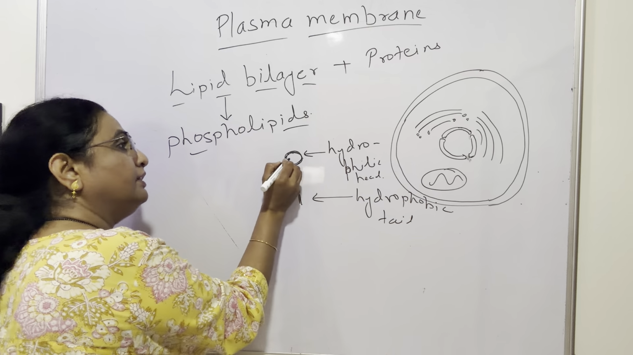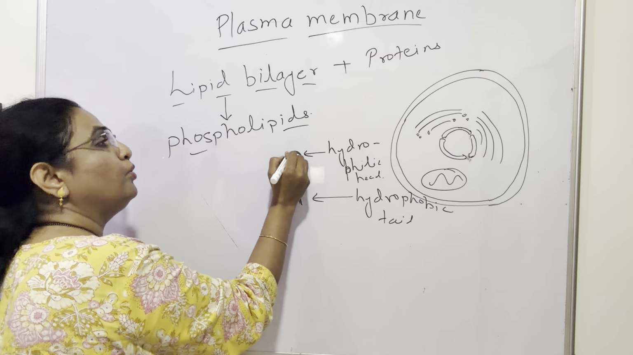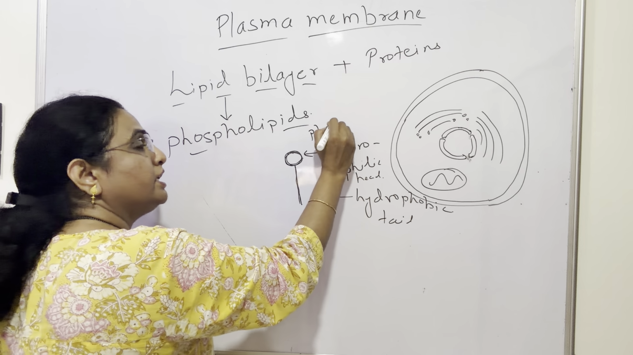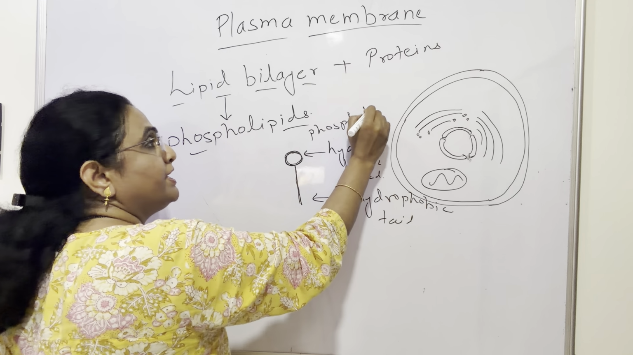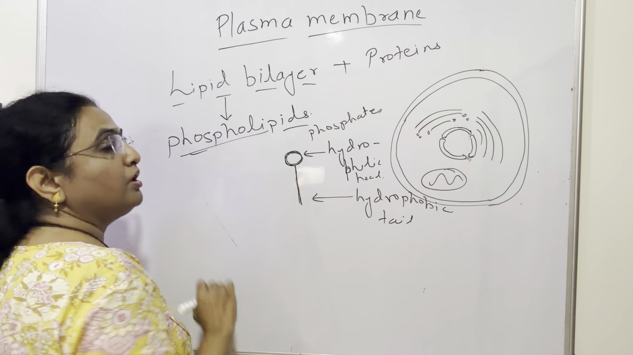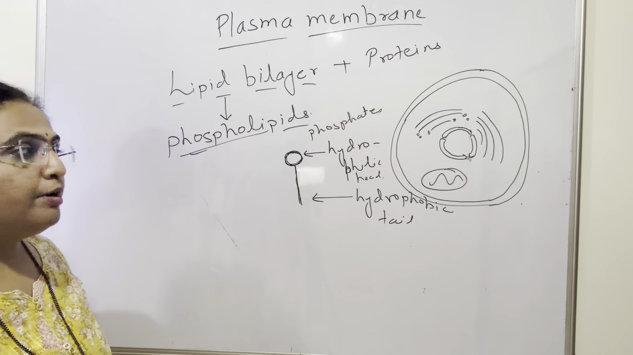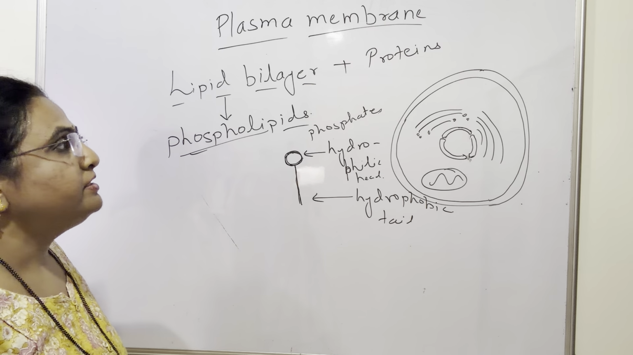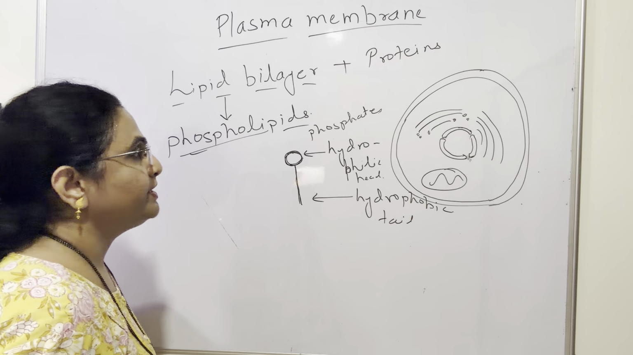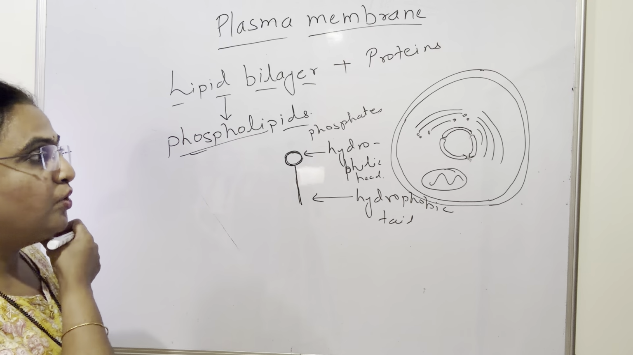Okay, and at this hydrophilic head, what is present? There is a presence of phosphates. So the lipid is a phospholipid. To the fatty acid there is a binding of the phosphates, so that it is a phospholipid.